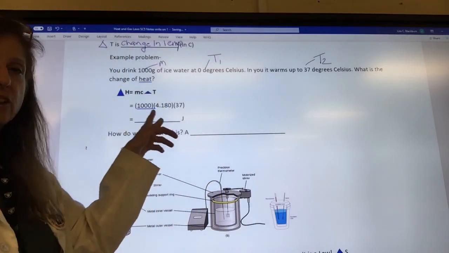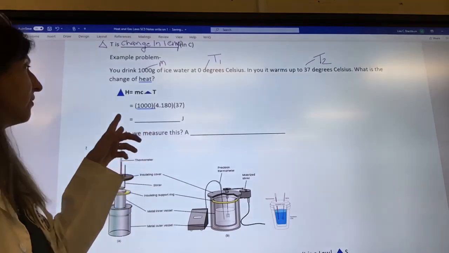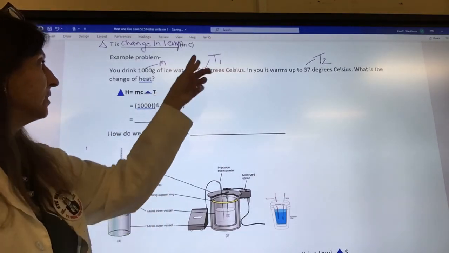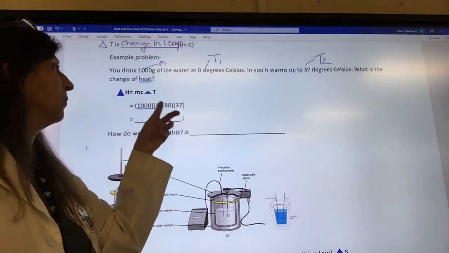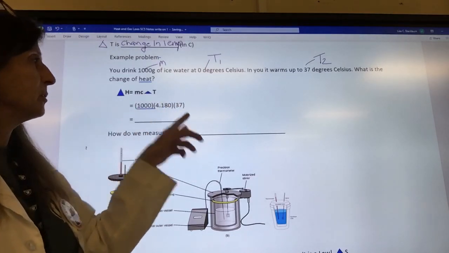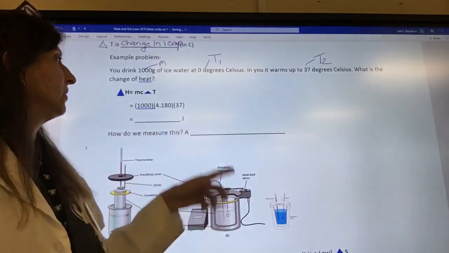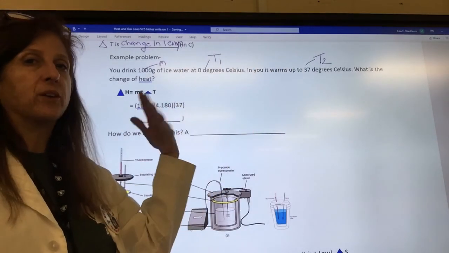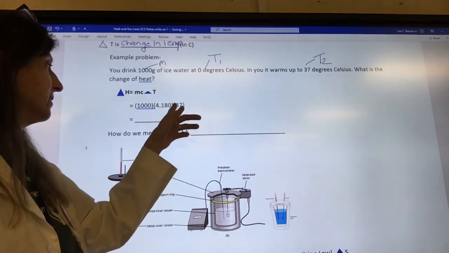So the mass is 1,000. We substitute that in. We write it right underneath. The specific heat that we're going to use for this one is for water, so we're going to use 4.180. And the change in temperature, it went from 0 to 37 degrees. So the change in temperature was 37. You subtract them, but 37 minus 0 is 37.